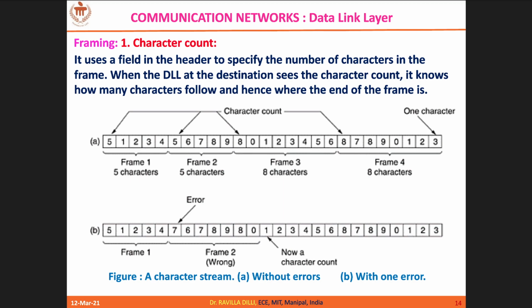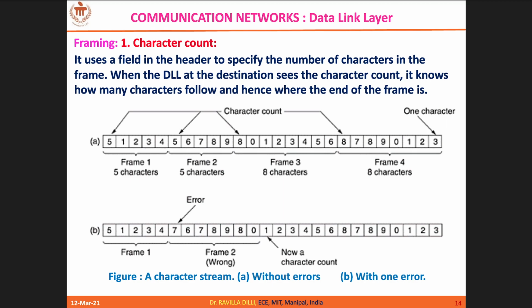Now the problem is that you see the second figure. Frame 1 was received properly. Frame 2 went somewhere wrong. See, the count value, the first field of frame 2, instead of 5, was flipped to 7. So 5 became 7. 5 is 0101, and 7 is 0111. So 1 bit got flipped actually.